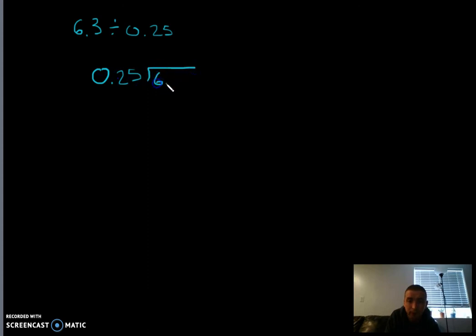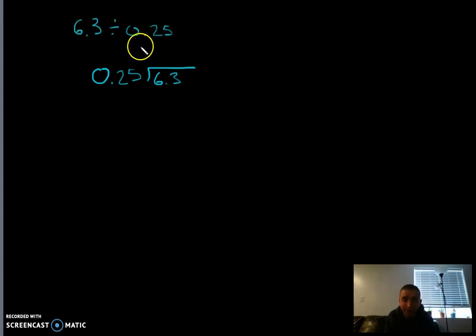Now what happens if both numbers are decimals? Let's say I have the number 6.3 divided by 0.25. So 6 3/10 divided by 25 hundredths. If I look at it in terms of long division, that's how it would look. But basically, my question is still the same. I'm trying to ask myself how many 25 hundredths, or 1/4, go into 6 3/10.